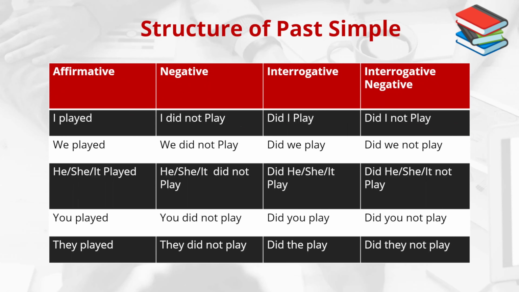Structure of past simple. From this structure you will come to know how we use different forms of verb in affirmative, negative, interrogative and interrogative negative sentences. I played, negative, I did not play, interrogative, did I play, interrogative negative, did I not play. We played, we did not play, did we play, did we not play. He, she, it played, he, she, it did not play, did he, she, it play, did he, she, it not play. You played, you did not play, did you play, did you not play. They played, they did not play, did they play, did they not play.